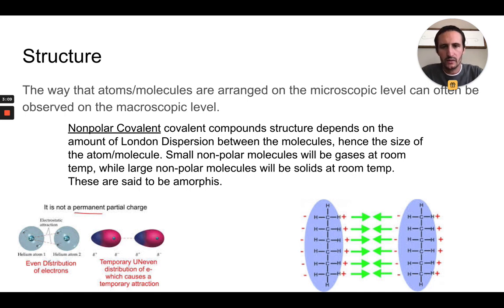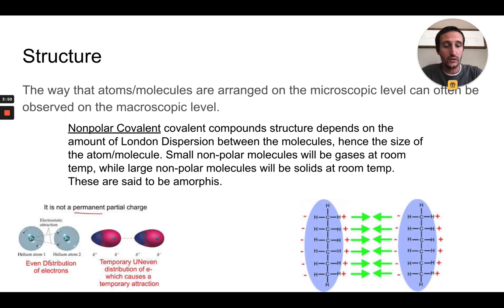Nonpolar covalent compounds, the structure really depends on the amount of London dispersion force between the molecules. In other words, it's the size of the atom or molecule that's important, because the larger the atom or molecule, the more London dispersion force there will be. So small nonpolar molecules tend to be gases at room temperature. If you think about something like helium, helium is nonpolar. Those are just atoms. Helium is a gas at room temperature. Something like methane is also a gas at room temperature.